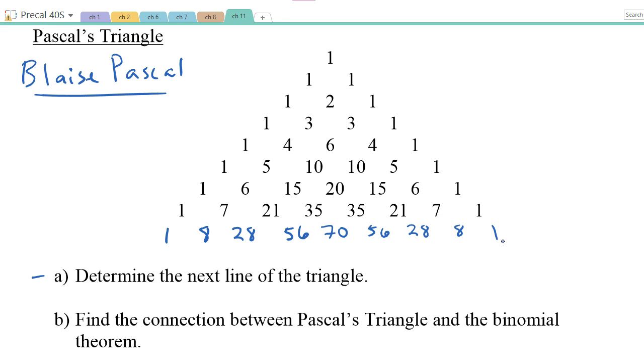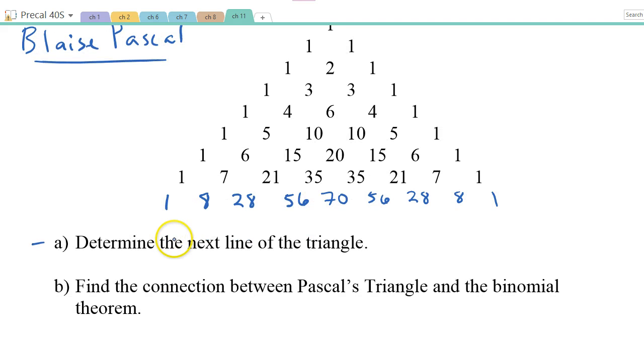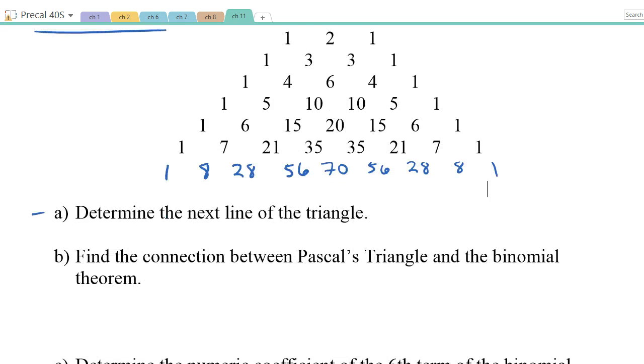Did you get it? I think you did. So this 1 always just continues. The next line is going to start off with a 1 again. And then to figure out the number that goes in between here, we add these two together. So that would be a 1 and then a 9 here. Determine the next. Find the connection between Pascal's triangle and the binomial theorem.